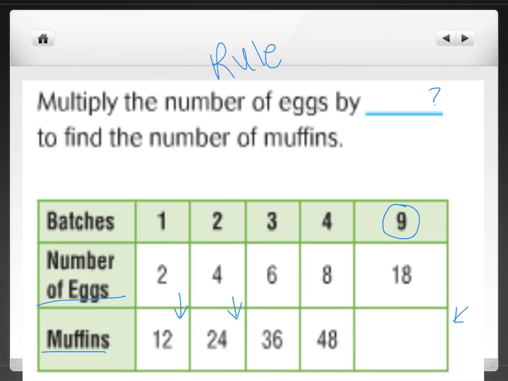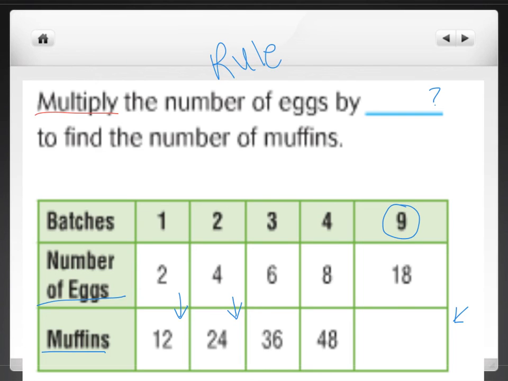Okay, hopefully you paused the video. Let's solve this one together. So I need to figure out what number I'm multiplying in order to get to the number of muffins. So I need to look at the relationship between these two numbers. Okay? How can I get 2 to 12?